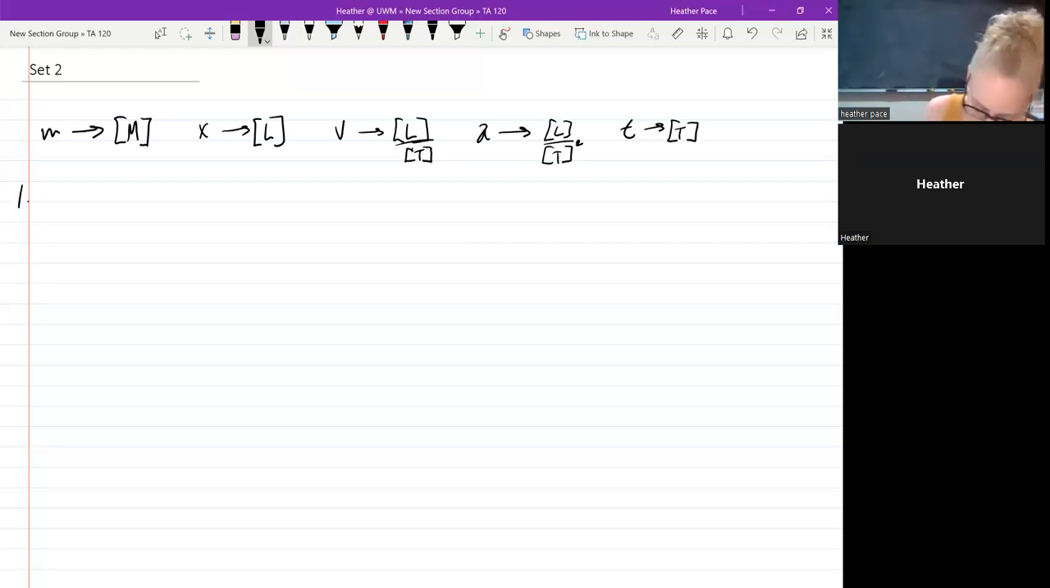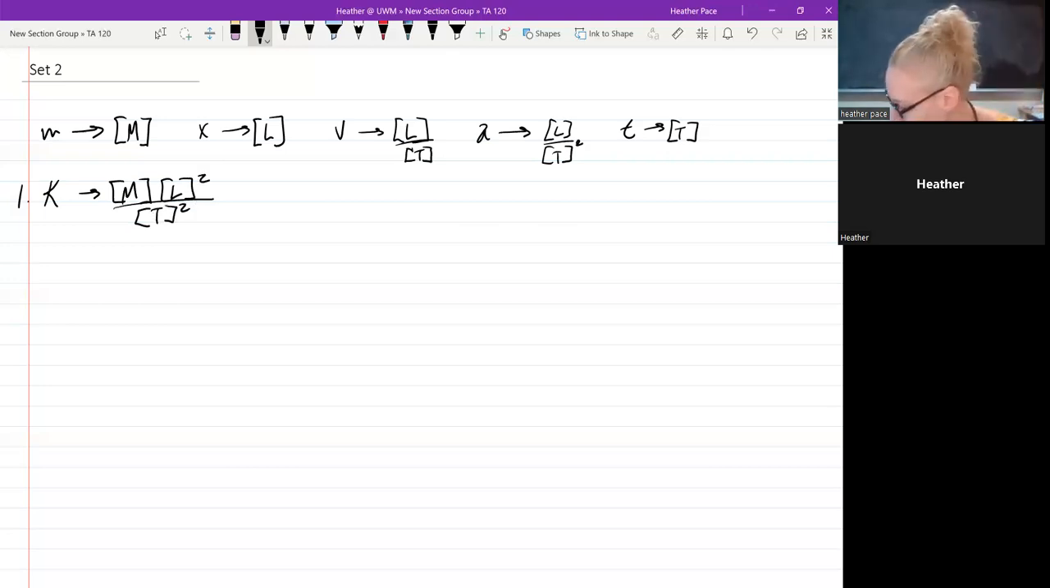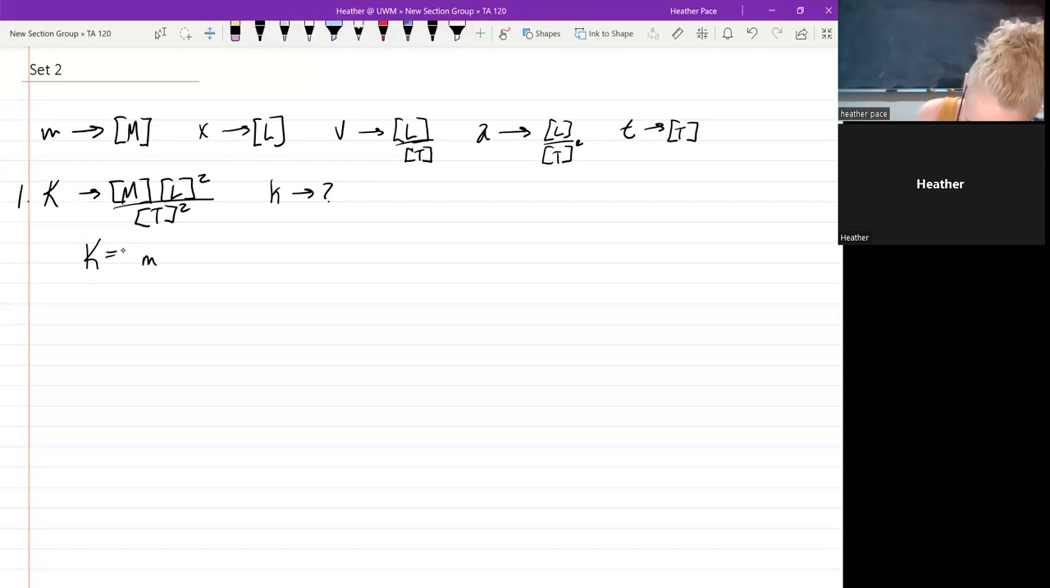We have, if there is a variable K and it has dimensions big M times L squared over T squared, what should the dimensions of little k be in the equation big K equals little k M V squared?